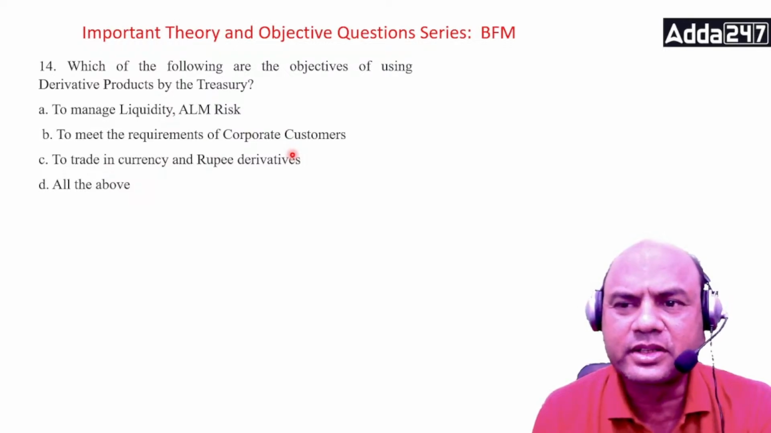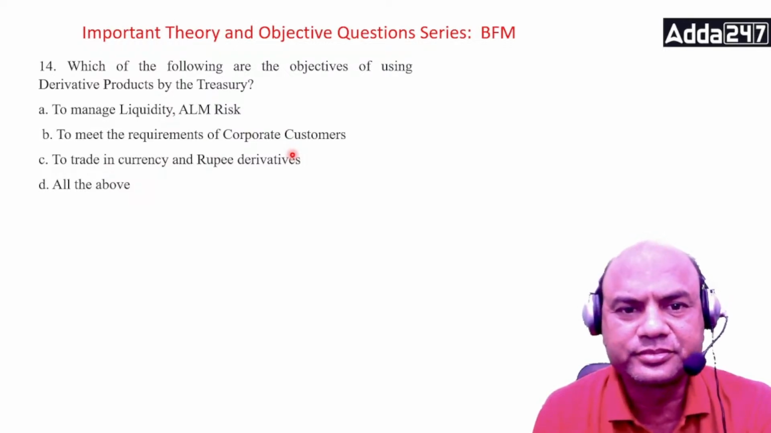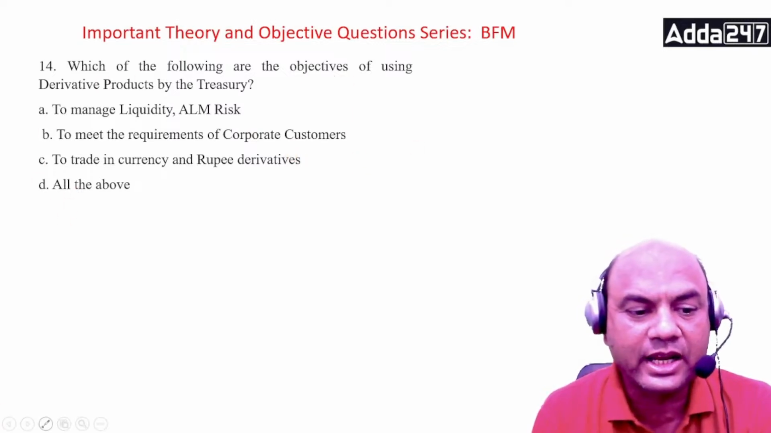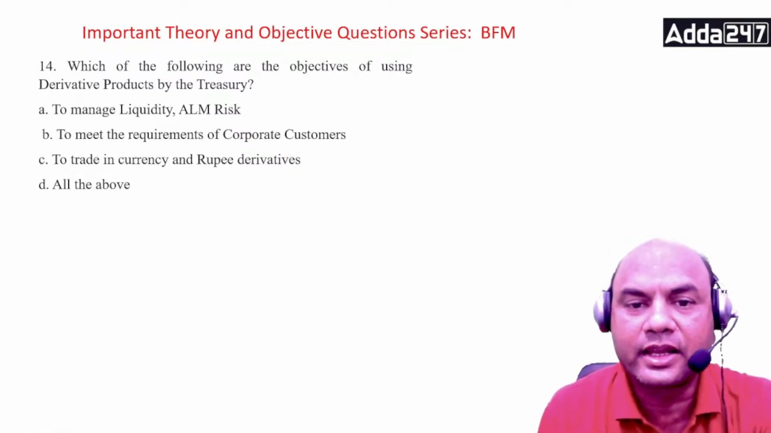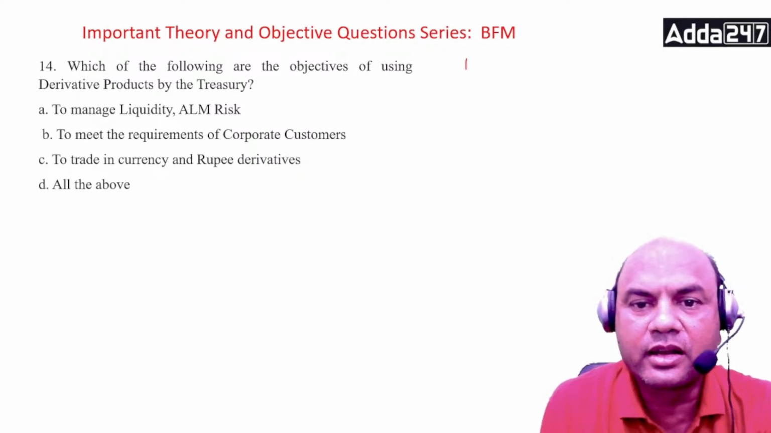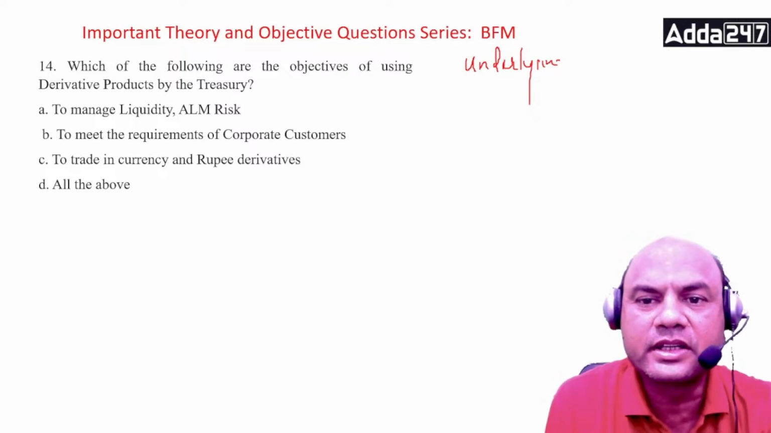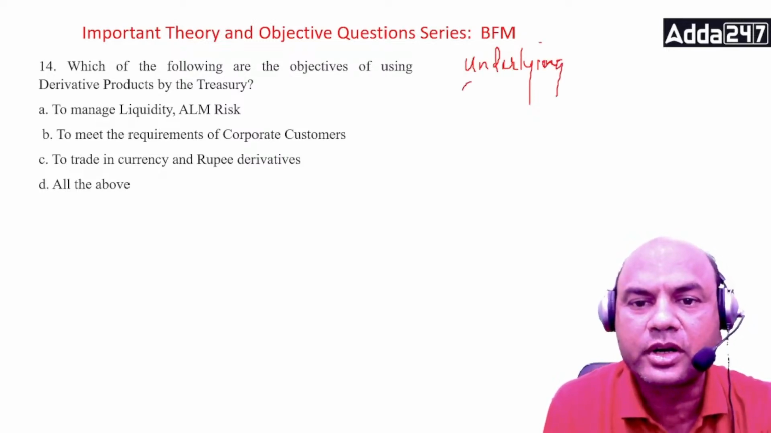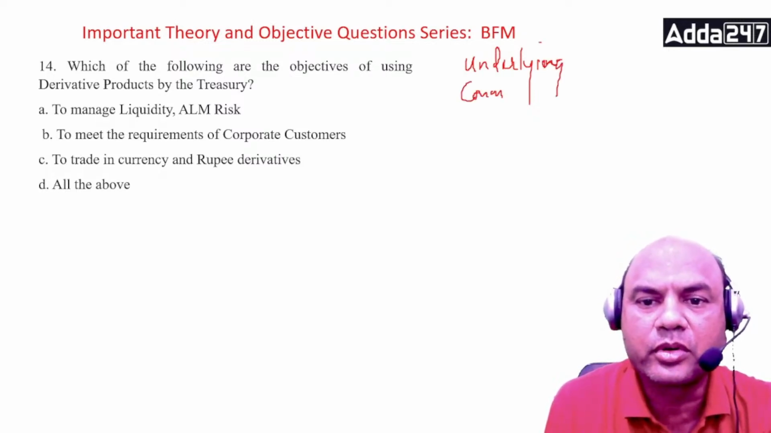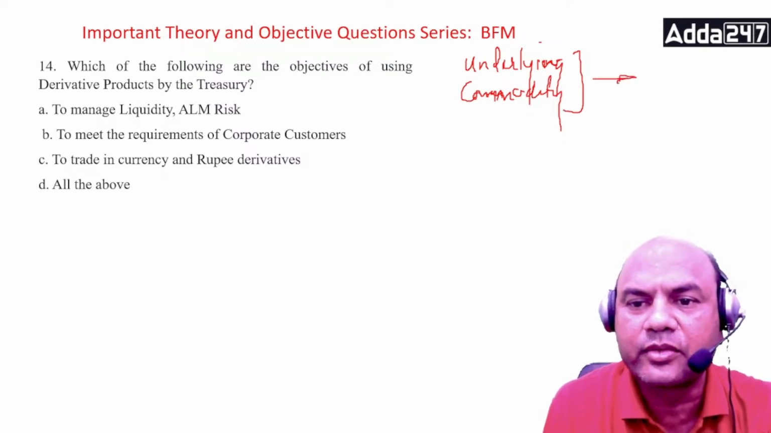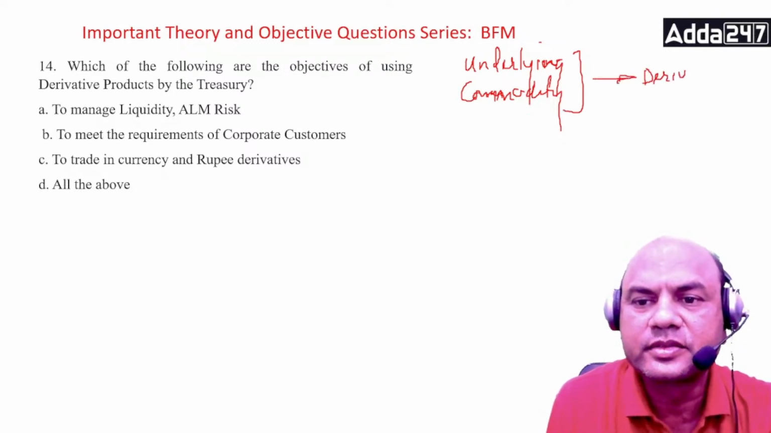And why do we use derivatives? What are derivatives basically? Derivatives means, look at this word, it is derived. Derived means it is derived from an underlying, that's called a commodity. We call it underlying. Basically, it is derived from some commodity. It doesn't have its own existence.